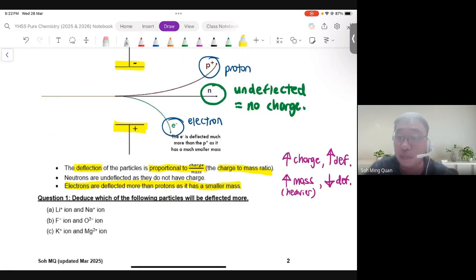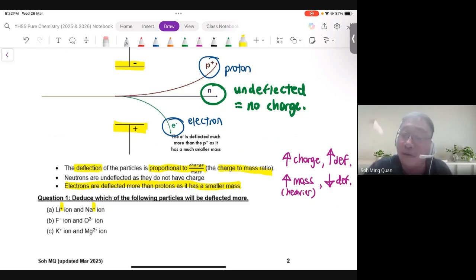Now that we have considered protons and electrons, let's consider two different ions. In 1A, for example, you have Li+ and Na+. If you just look at the charge, plus, plus, they are both the same charge, 1+. So charge clearly is the same in 1A. However, the difference lies in the mass. Where do you actually get the mass of these ions? You can get the mass of these ions by referring to the periodic table.